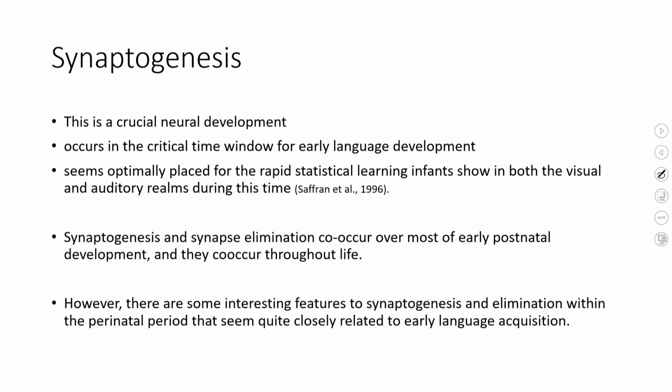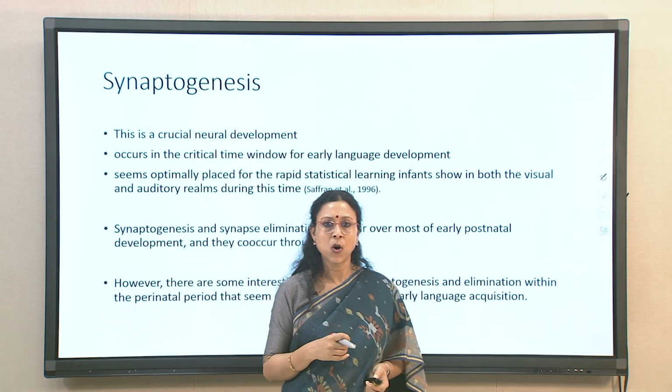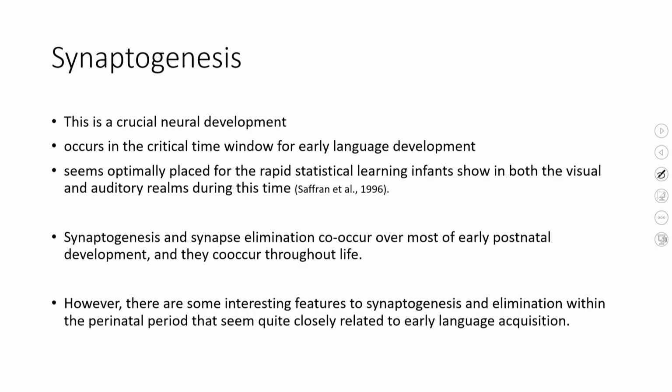Synapse elimination also happens around the same time. Synaptogenesis and synapse elimination co-occur over most of early postnatal development, and they occur throughout life also. So, newer connections are always created. That is why the idea of the plasticity of the brain is, to a large extent, based on this. New experiences create new kinds of networks, new kinds of connections. As a result, synaptogenesis is a lifelong affair.